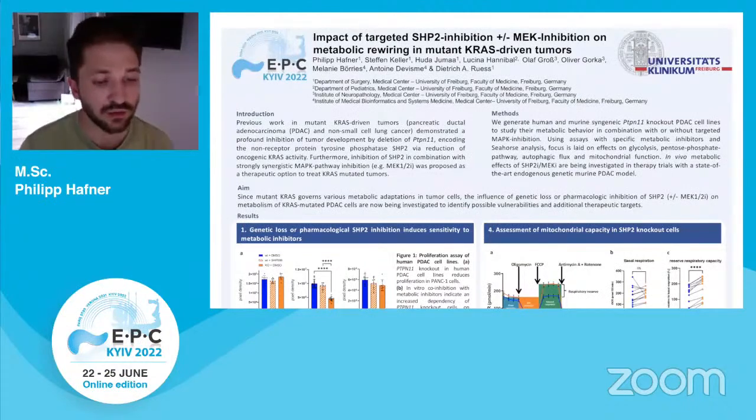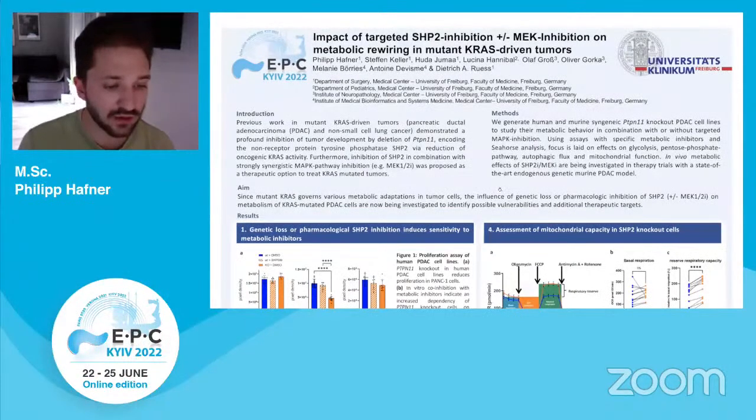Our group leader, Dietrich Ruess, described a strongly synergistic treatment of SHP2 inhibition in combination with MEK inhibition to treat KRAS-mutated pancreatic cancer. My aim is to investigate the influence of genetic loss or pharmacological inhibition of SHP2 plus minus MEK inhibition on the metabolism of KRAS-mutated PDAC cells.